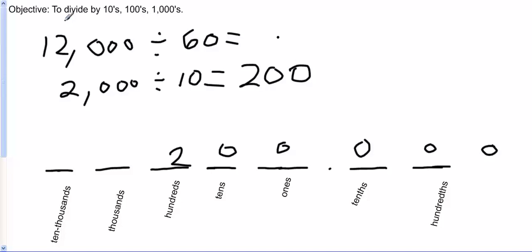So if we can remember that to divide is the opposite of multiplication, we can do this. Because when we multiply by tens, hundreds, and thousands, we move the numbers to the left and make them bigger. When we divide by tens, hundreds, and thousands, we move them to the right and they get smaller.